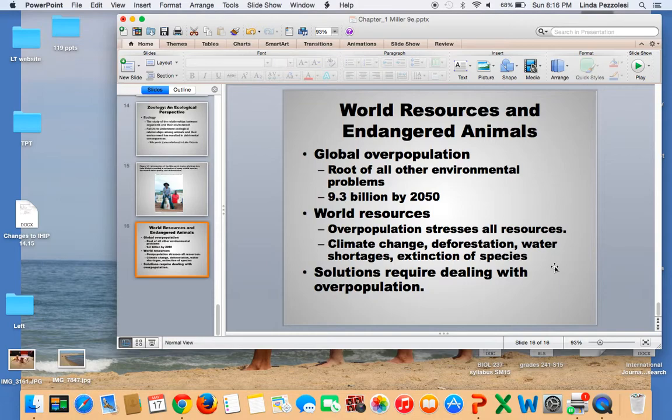We will also be very generally looking at how global overpopulation has been a huge impact and has actually led essentially to most, if not all, of our environmental issues, and because of the stress it places on all resources, such as those that have led to deforestation, water shortages, and hence extinction of species, climate change, and if there are possible solutions to discuss.